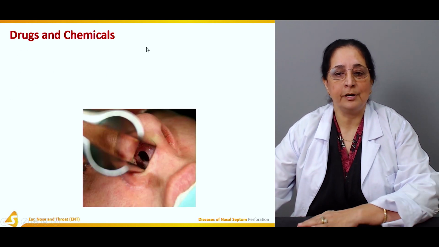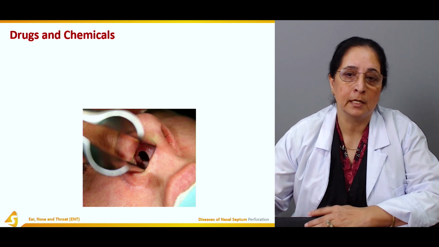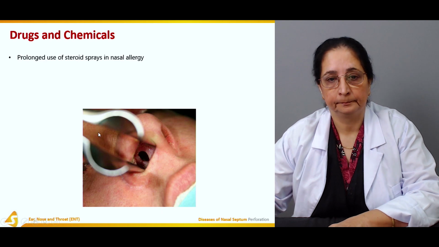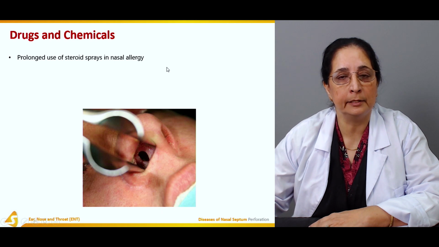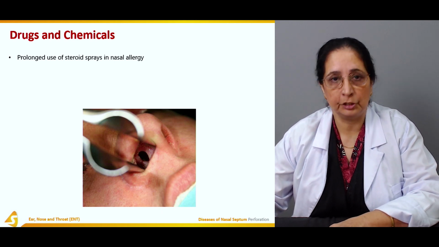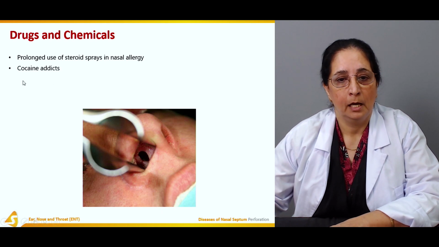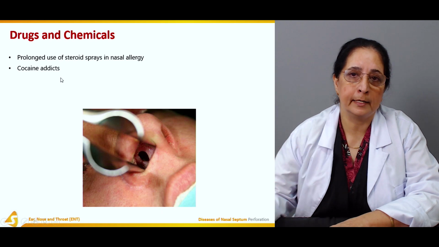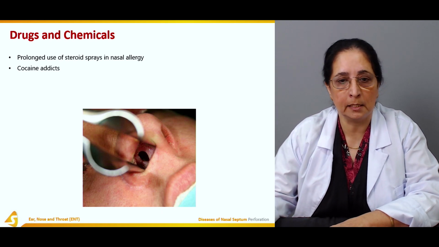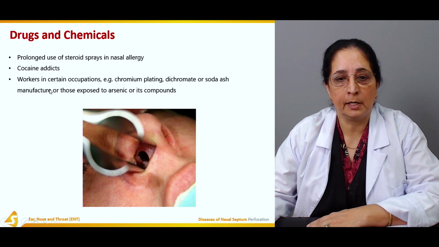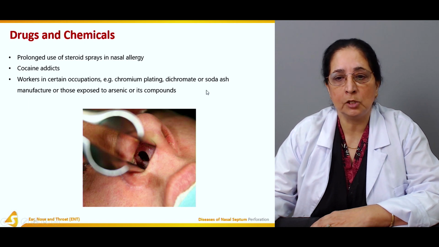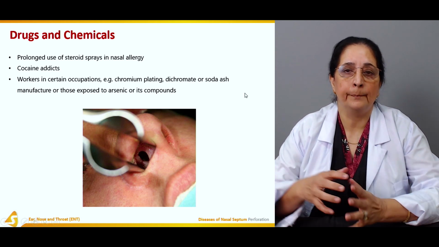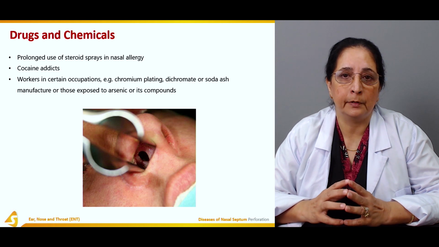Then what are the different drugs and chemicals that can cause perforation of the septum? Drugs like prolonged use of steroid sprays in nasal allergies can cause perforation of the nasal septum. Cocaine addicts, people who are addicted to cocaine use, can have nasal perforations also. And workers in certain occupations like chromium plating, dichromate, or soda ash manufacture, or those exposed to arsenic or its compounds, can have nasal perforation also.